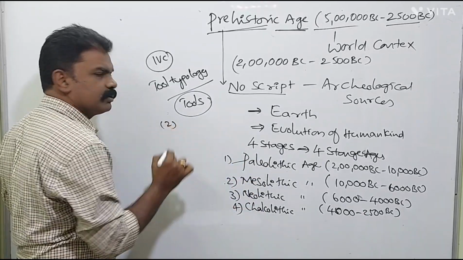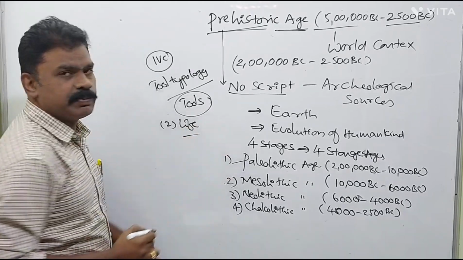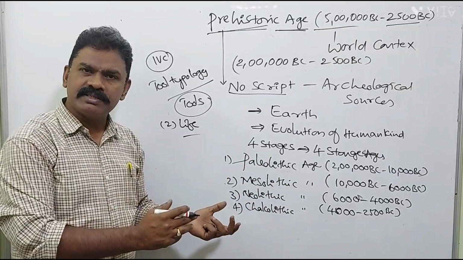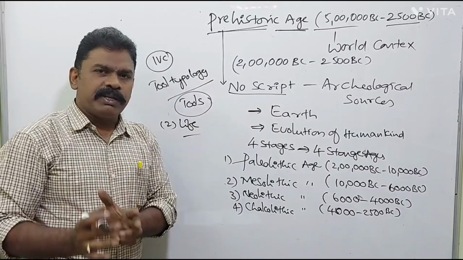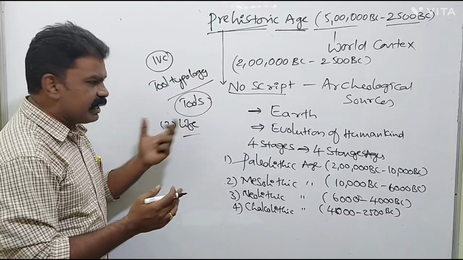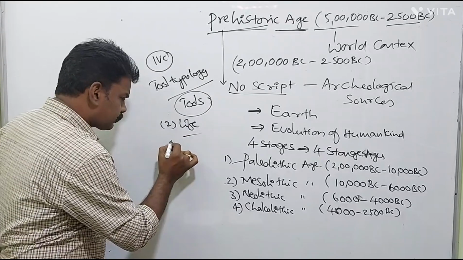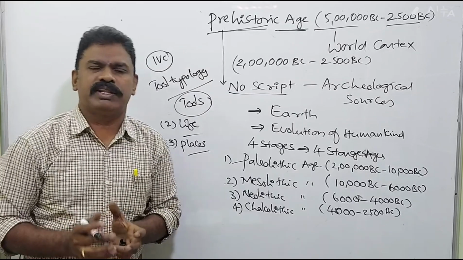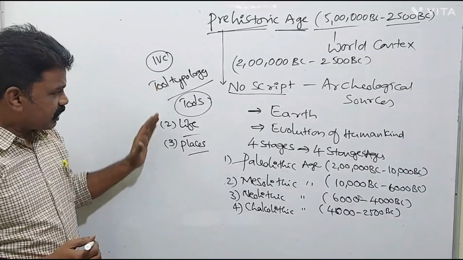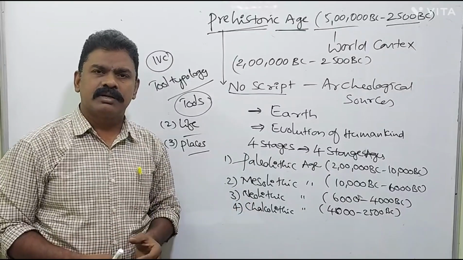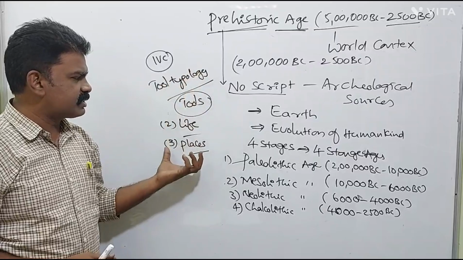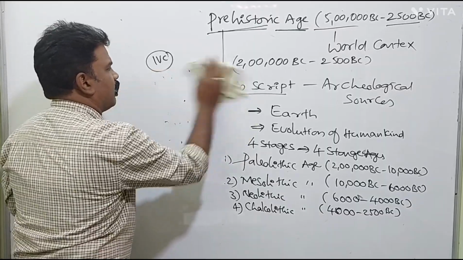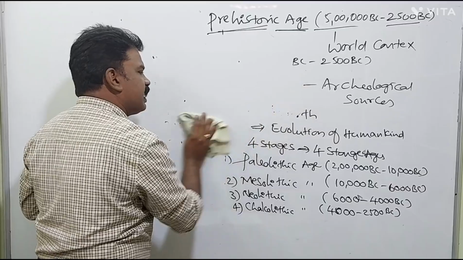The second most important thing is the lifestyle of the Stone Age period, how they led their life. They were primitive nomads, barbarians. How these primitive nomadic people led their life is the second point to understand. The third point is the places where they lived. These 3 points are important to discuss among all these Stone Ages. If you understand this, that is the correct way of understanding all the ages, and you will be very clear about this.